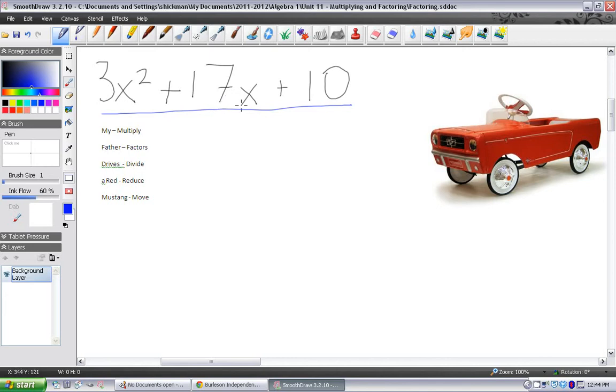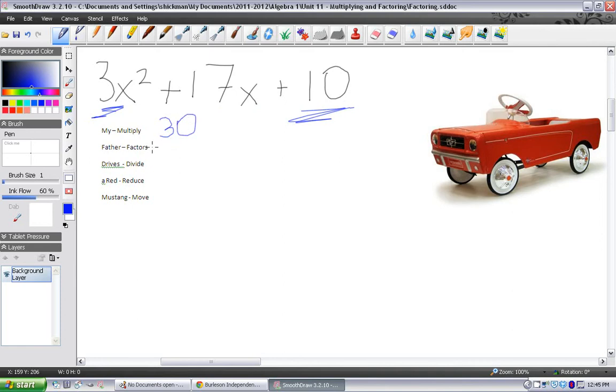The steps to do this, we use the mnemonic, my father drives a red Mustang, to help you remember how to do that. So we're going to work through what each of those means, and then we will work this problem from there. So the my step is to multiply, and when you do that, you multiply this coefficient of the x squared and this constant. So in this case, we're multiplying 3 times 10, and you get 30. So that's the multiply step.